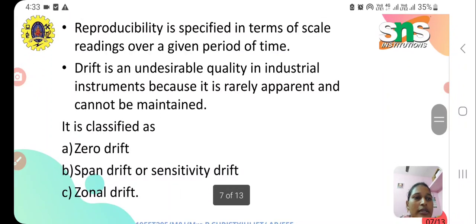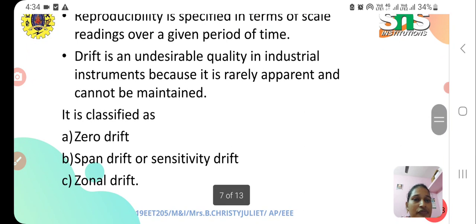Now let us see what is meant by reproducibility. This is a very important term in the static characteristics. Reproducibility, as the name implies, is the capability of an instrument to reproduce or repeat the same reading over a given period of time. So if the scale readings over a given period of time are reproducible by an instrument, then it is called reproducibility.